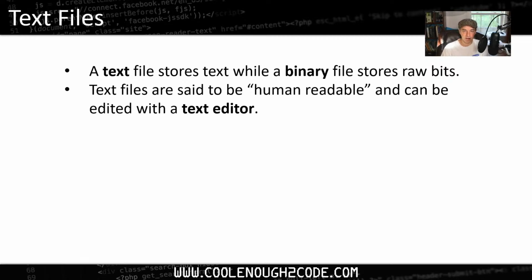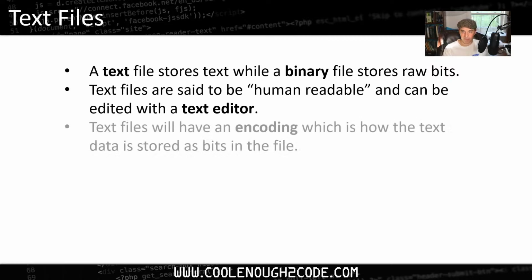A text file is said, like I said, to be human readable. You can open it in a text editor, and that's one way to test whether you have a text file or you're dealing with binary data: just pop it open in a text editor. If it looks strange to you, it's probably not a text file, it's probably a binary file. And one thing that you have to worry about with text files, not so much with binary files, is the encoding on the file. We'll look at this in just a second.